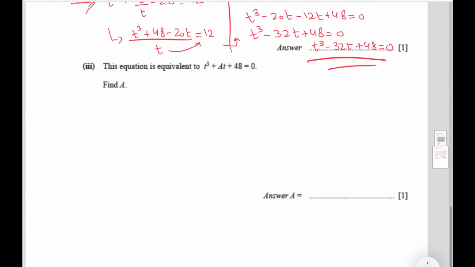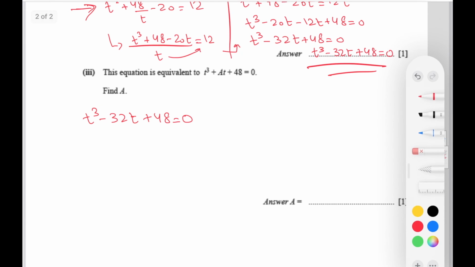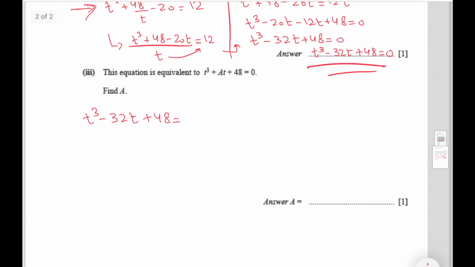Okay, the last part says, this equation is equivalent to t cubed plus at plus 48 equal to 0. This is the simplest part. So t cubed minus 32t plus 48 equal to 0 can be equal to the other equation given in this question right here, which is t cubed plus at plus 48 equal to 0. So t cubed and t cubed are the same, they can cancel each other out. 48 and 48 can cancel each other out.